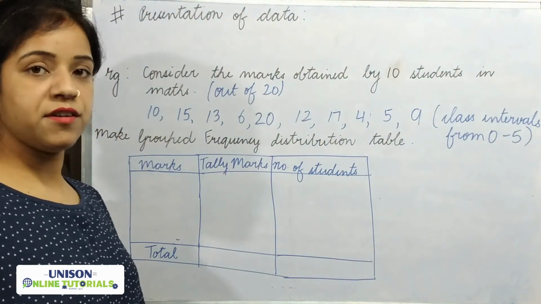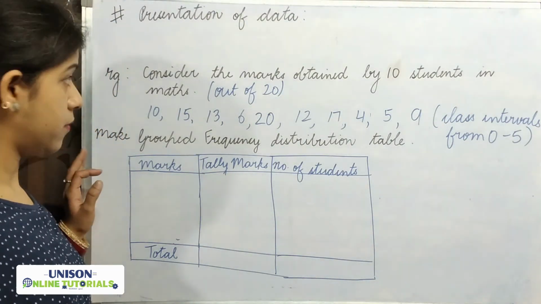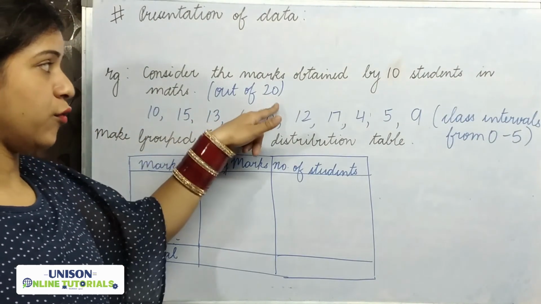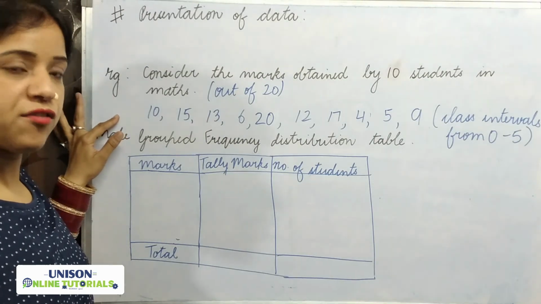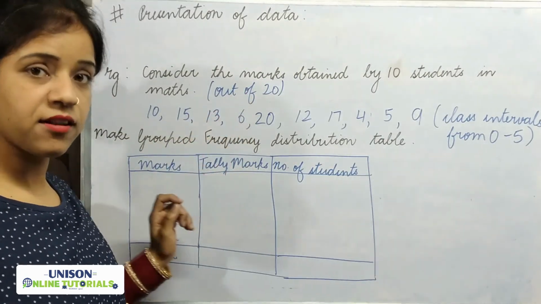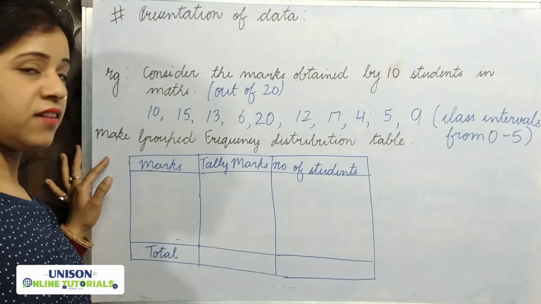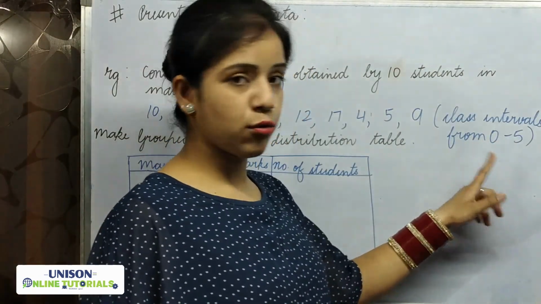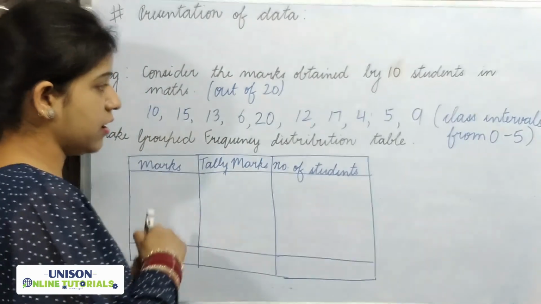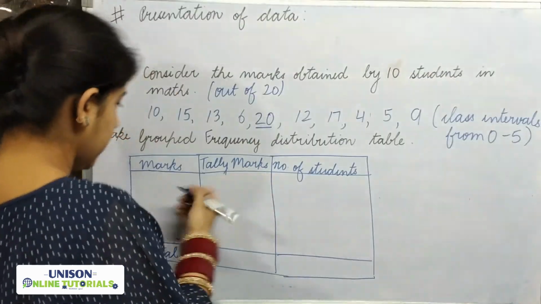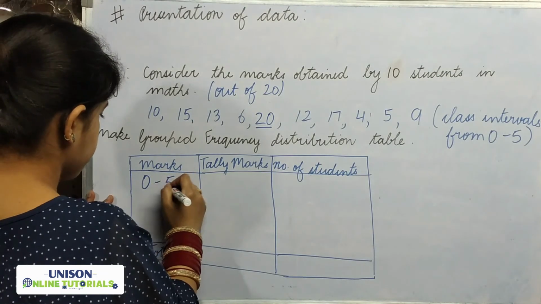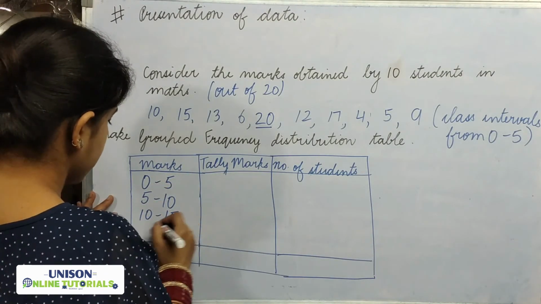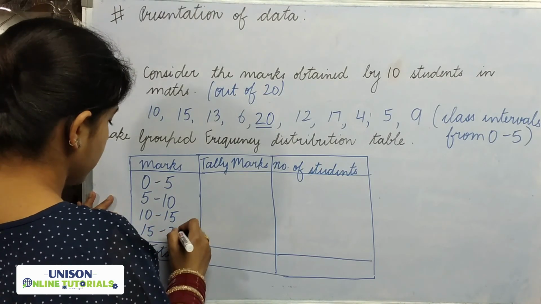Now we will discuss presentation of data. Let's take an example. Consider the marks obtained by 10 students in maths out of 20. Now we have to make a grouped frequency distribution table, and the class interval is given to you. You have to take class intervals starting from 0 to 5. Look here, the last number is 20. So 0 to 5, 5 to 10, 10 to 15 and 15 to 20.